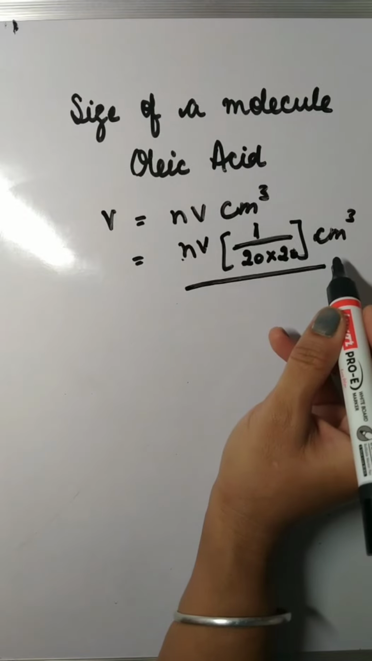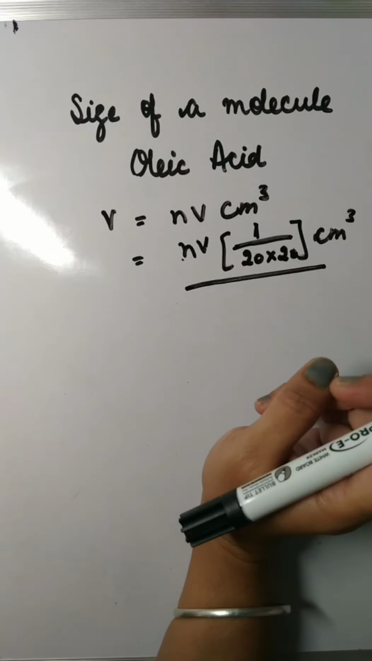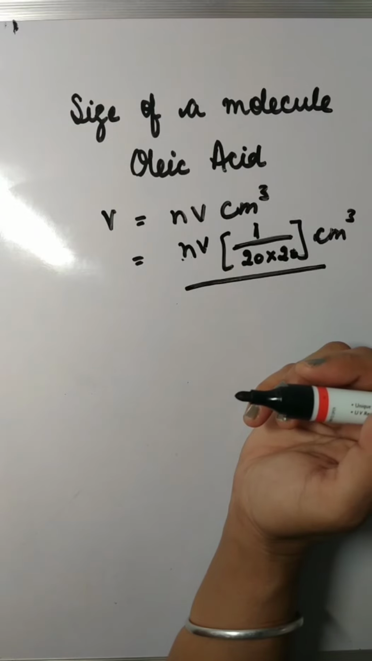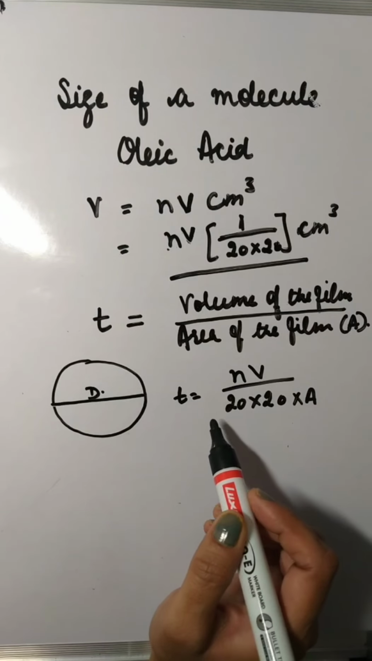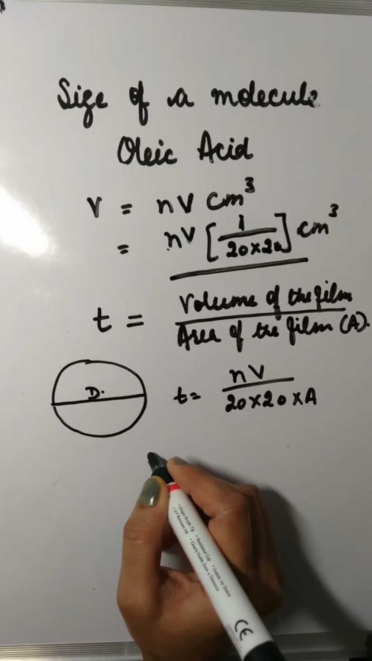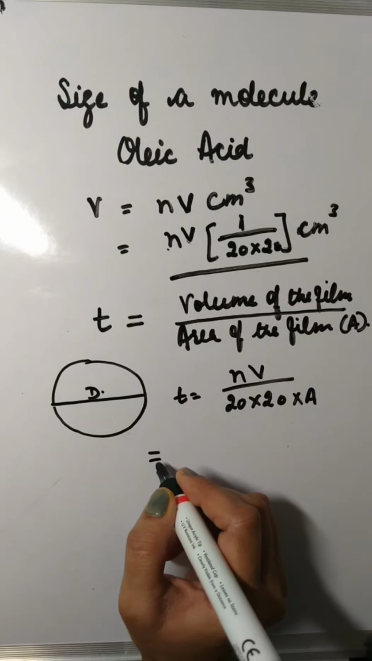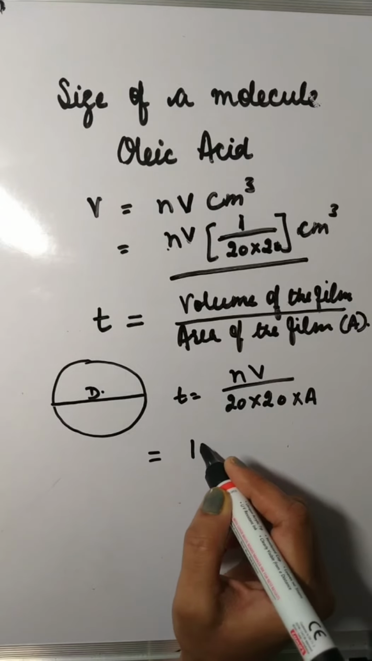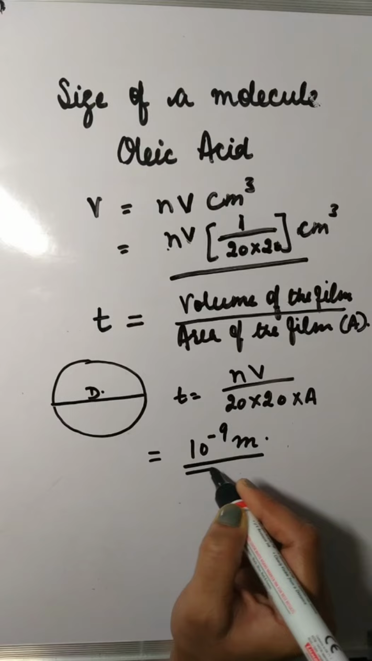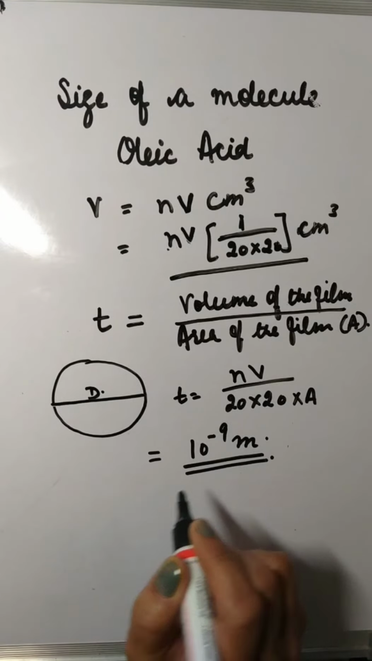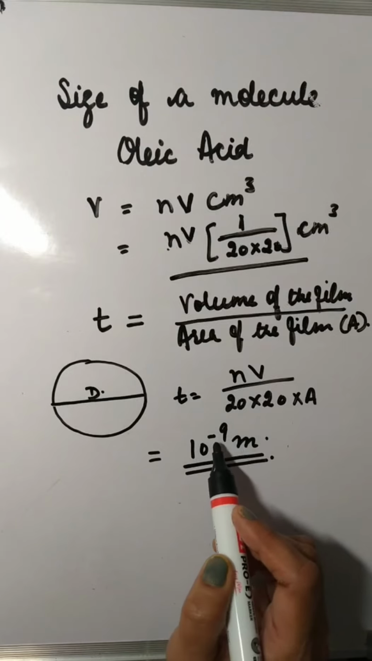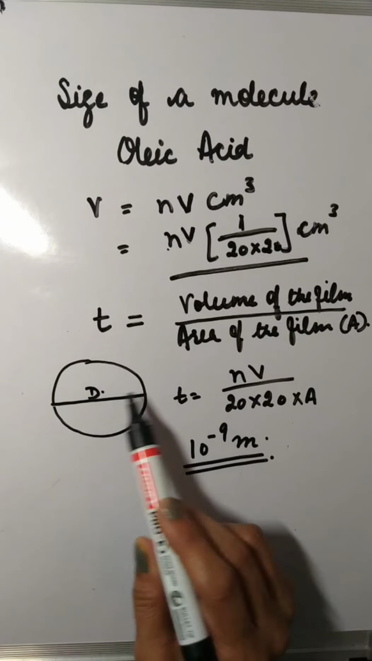Now we know this total volume of oleic acid, and we can calculate the area of the film from its diameter. So when we calculated the thickness of the thin film with this method, the size of the oleic acid molecules came out to be 10 raised to power minus 9 meters. So this is the molecular size of oleic acid, which is also the thickness of this thin film.